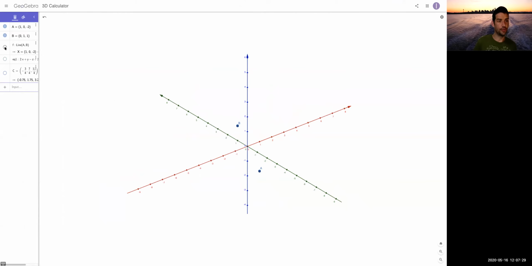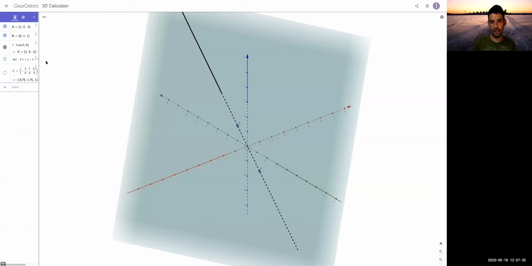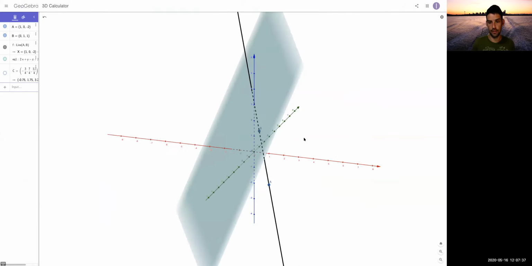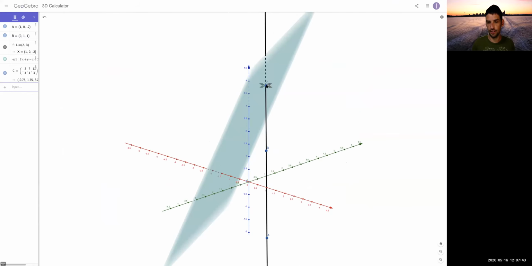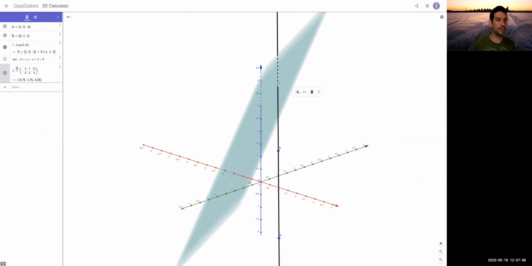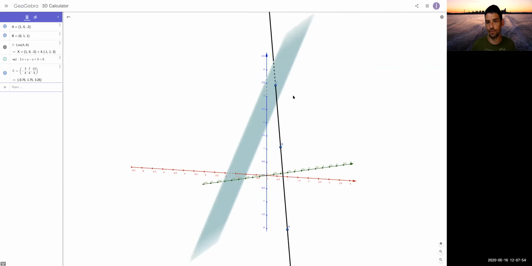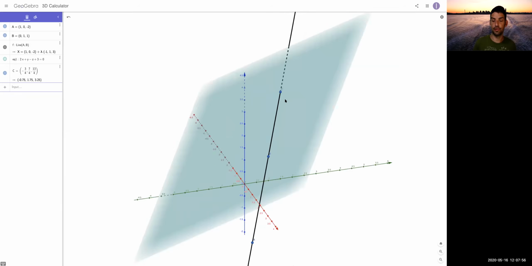What we found was the line through them. That was our vector equation. Here's the plane, right? And so we can see where that intersection point is. And here is the point C, which has coordinates, over on the left-hand side here, exactly what we said, negative 3/4, 7/4, and 13/4. And we can see that that is where that line hits the plane, right?